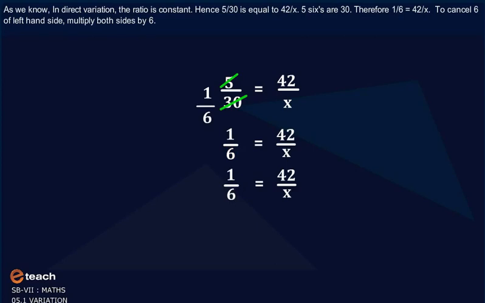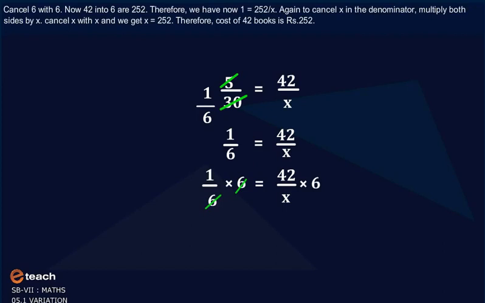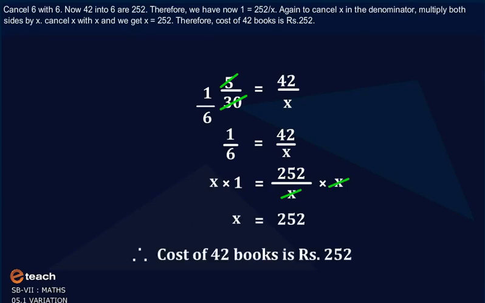To cancel 6 on the left hand side, multiply both sides by 6. Cancel 6 with 6. Now, 42 into 6 is 252. Therefore, we now have 1 equals 252 by X. Again, to cancel X in the denominator, multiply both sides by X. Cancel X with X and we get X equals 252. Therefore, the cost of 42 books is rupees 252.